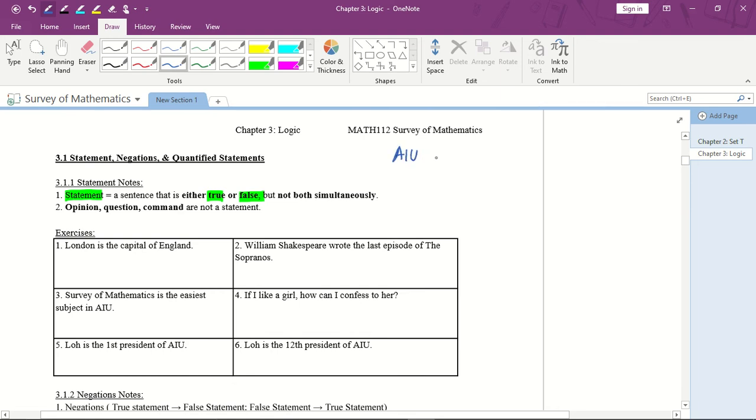AIU is in Thailand. Is it true or is it false? Is AIU in Thailand? The answer is true. So this sentence is considered a statement.